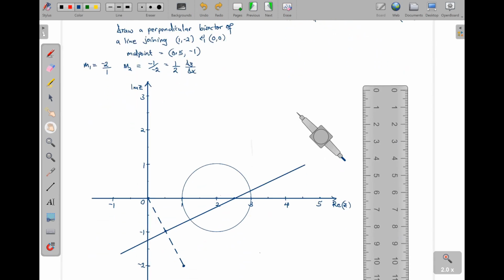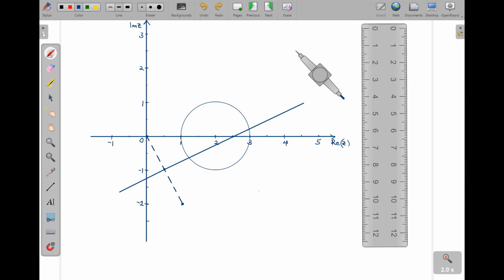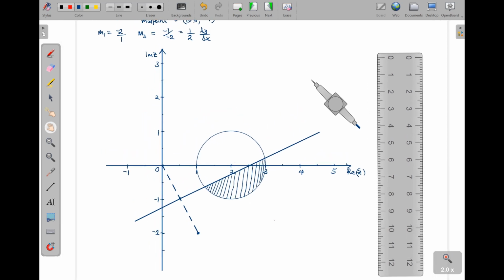So, which region matches the two? It has to be this one here. It is this other side of the line, nearer to the center (1, -2), but it is also inside the circle and also on the circumference of the circle. So the points also on the circumference of the circle, we consider them. So this is going to be our sketch.